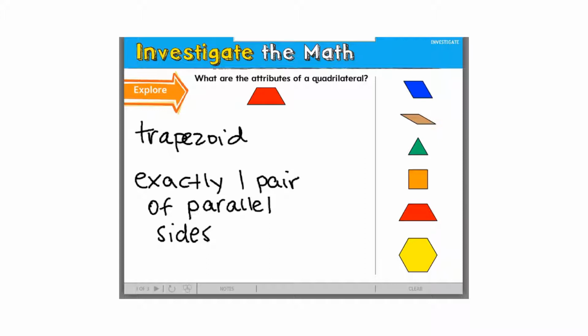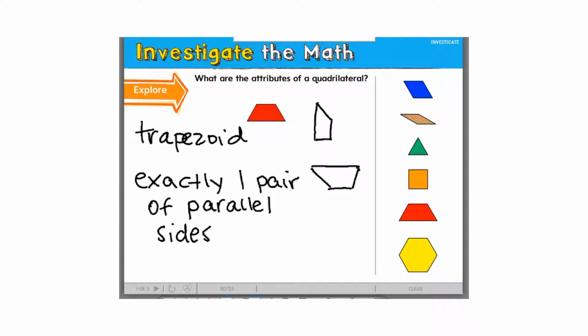But the red shape up here that I just dragged up here can also look like this. Sometimes you see them that way. Sometimes you see them upside down, like that. So here's what I mean by one pair of parallel sides. The top and the bottom are parallel to each other on this red shape.